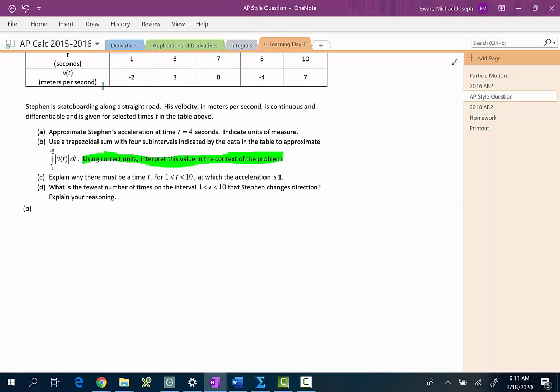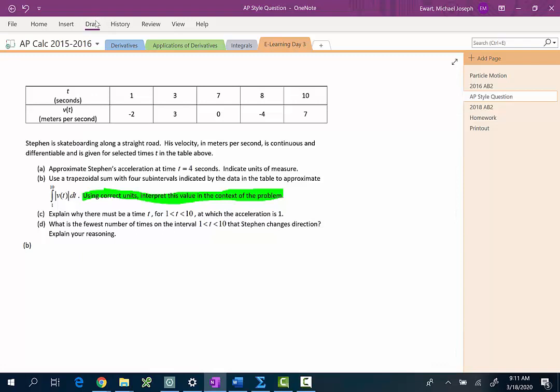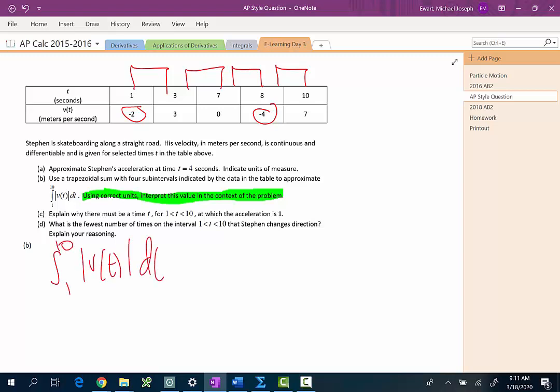Now, when we're doing this trapezoidal sum with absolute value, it's really no different than doing it normally, except that our negative numbers are just going to turn positive. Otherwise we're just doing the same trapezoidal sum that we always do. So we're going to write that the integral from 1 to 10 of the absolute value of v of t dt is approximately, and between 1 and 3 that has a width of 2, so it's 2 times, and now we add up negative 2 and 3, but because of the absolute value, that negative 2 turns positive: 2 plus 3 over 2.